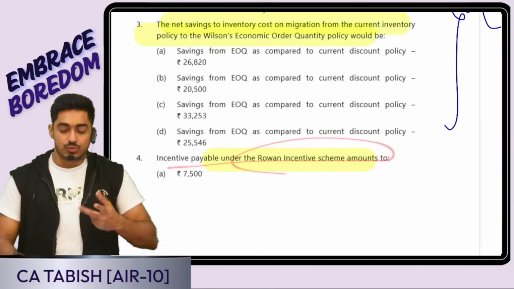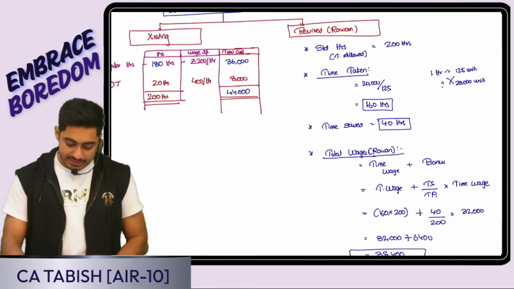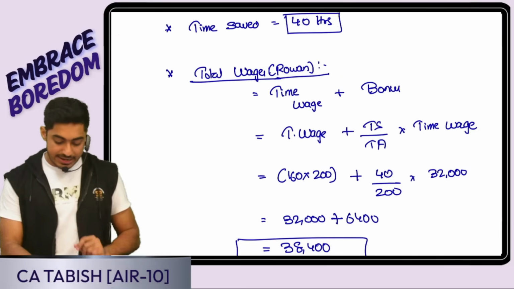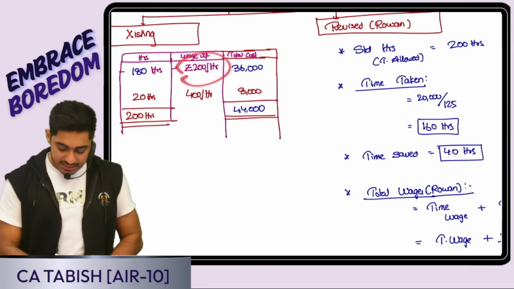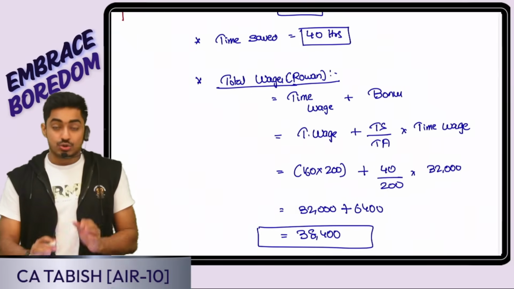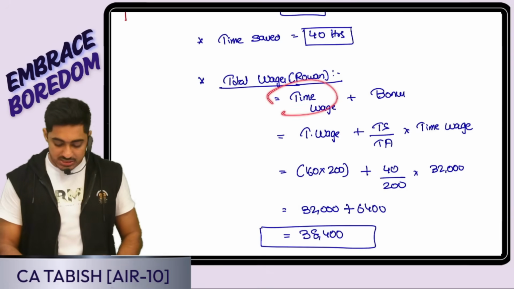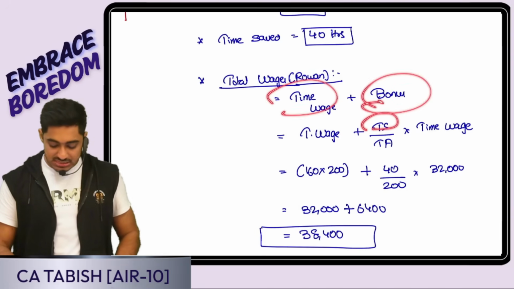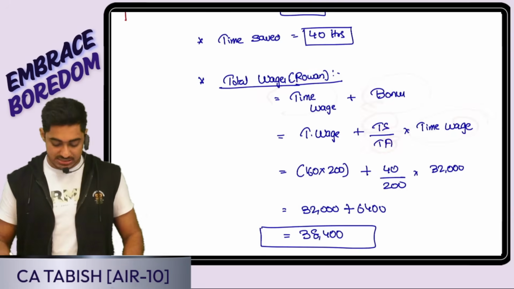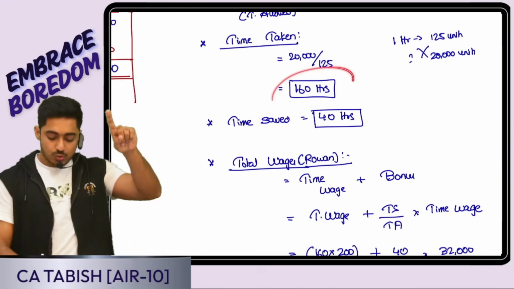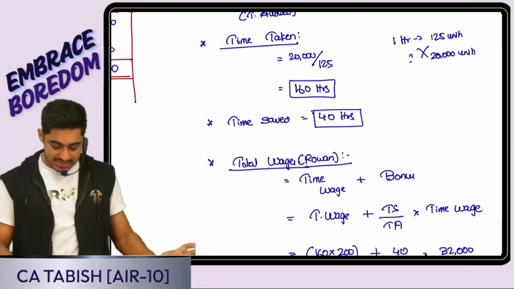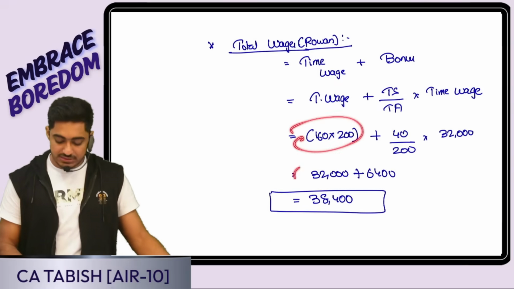Incentive payable under Rowan plan. Okay, fine. Let us try calculating the total wages payable under Rowan plan. Tell me what is the basic wage rate. It is 200 per hour only. So total wages as per Rowan is time wage plus bonus. Bonus is nothing but time saved divided by time allowed into my time wages. Tell me how many hours they worked. 160 hours. So for that, basic wages at the rate of 200, anyways I'll be paying, which is 32,000.